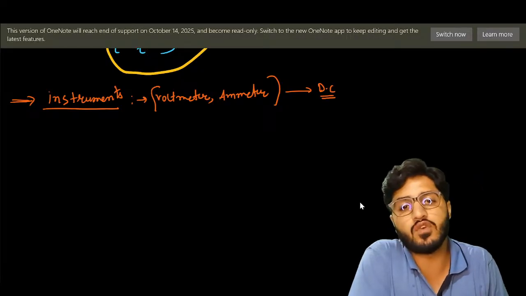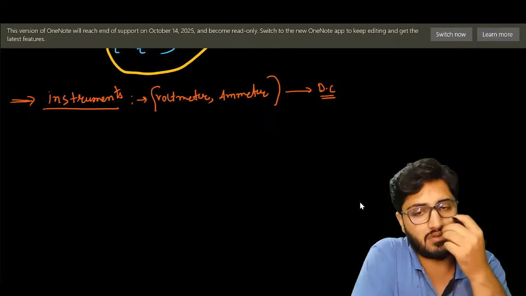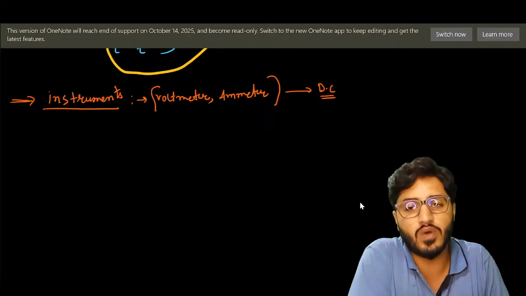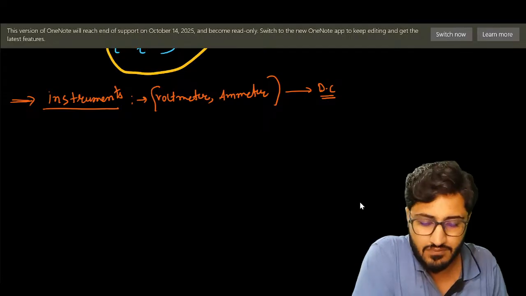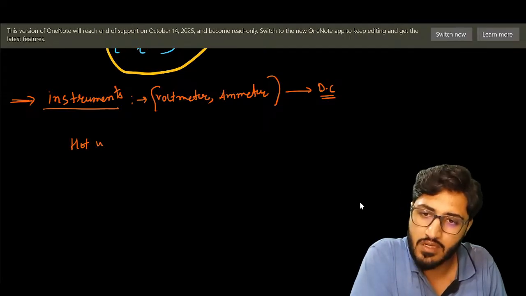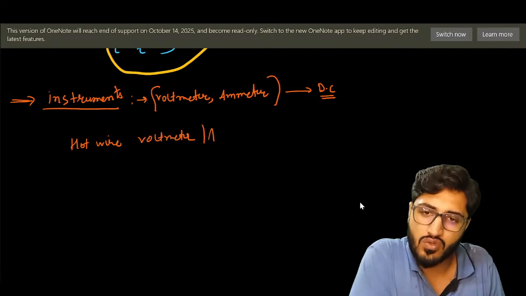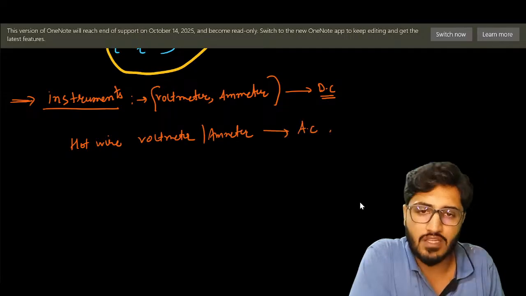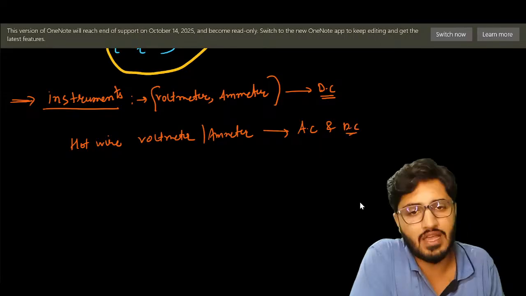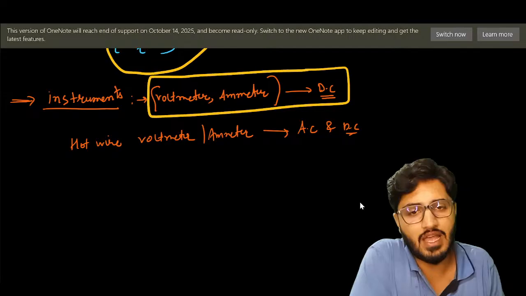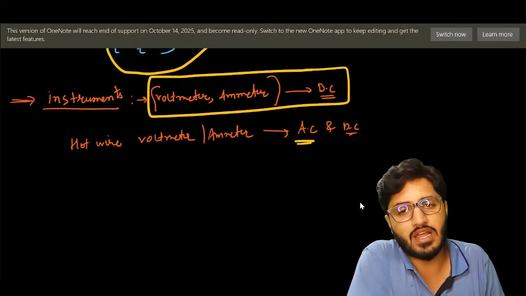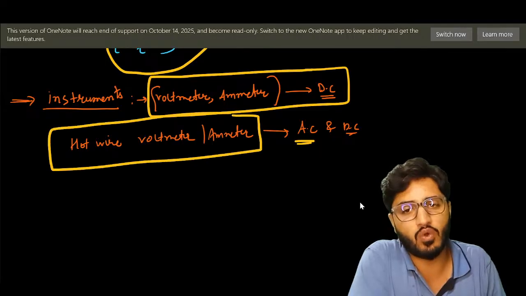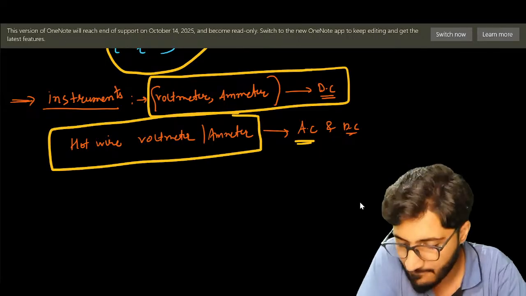But if we want these to work in AC, what can we use? Hot wire voltmeter, and we can use hot wire ammeter. These work fine in AC and DC. So look, voltmeter and ammeter are majorly designed for DC. But for AC, we have different instruments known as hot wire voltmeter and hot wire ammeter.